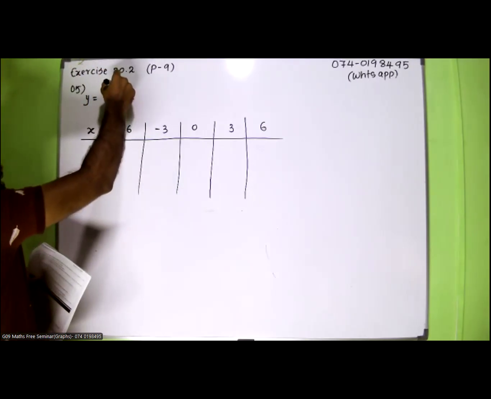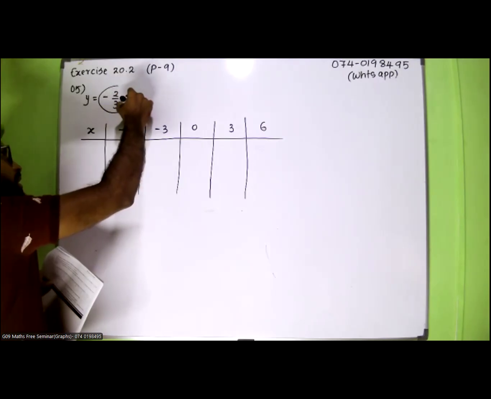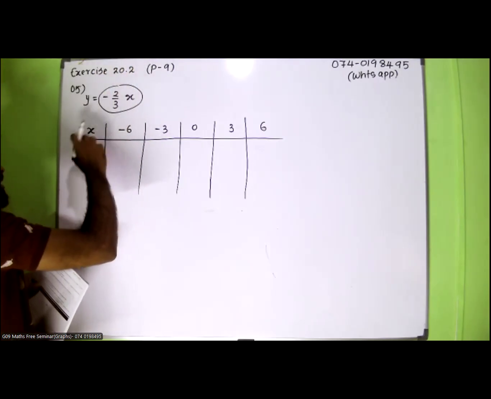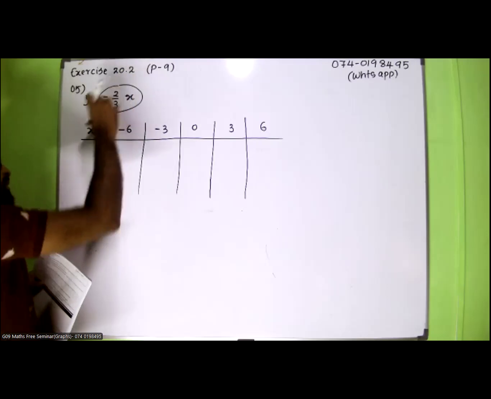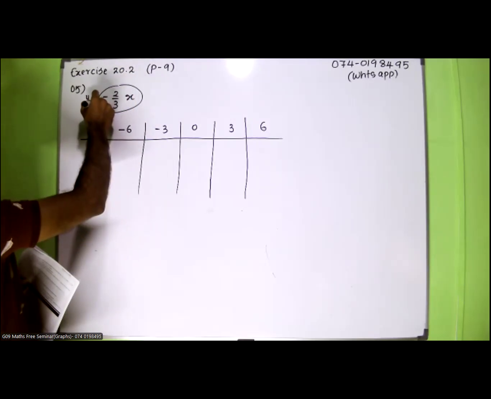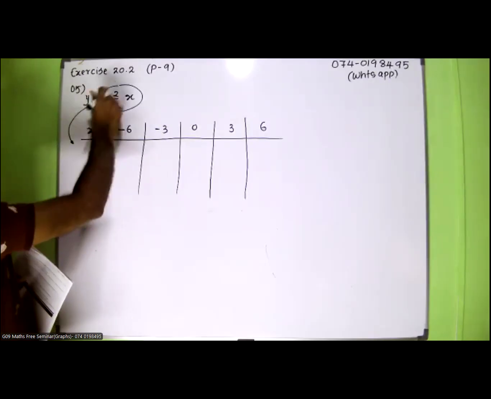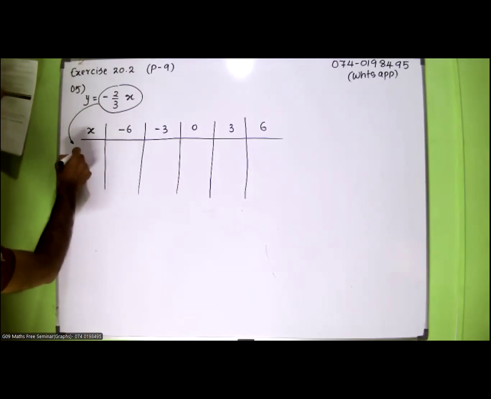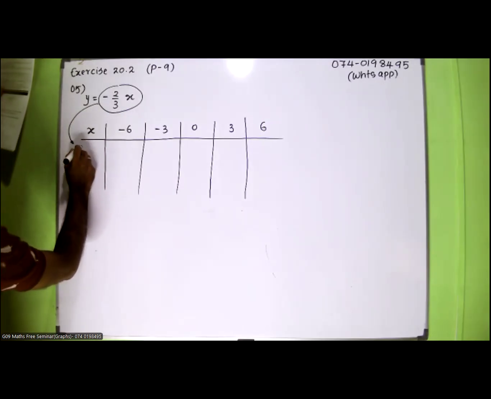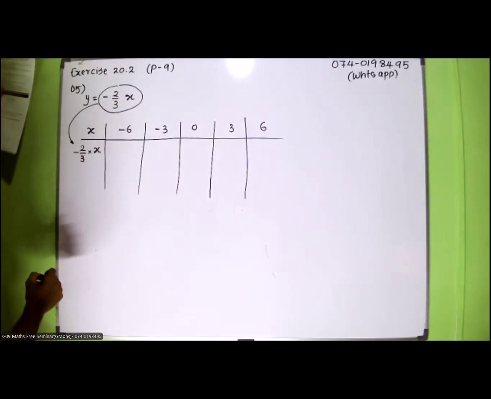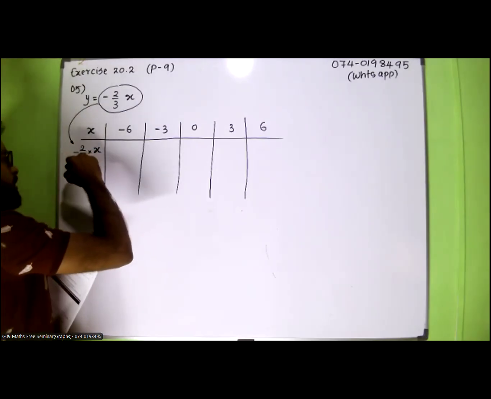So we need to form this term inside this table first. We are going to write down this full term under x. So I am going to write minus 2 upon 3 multiplied by x.